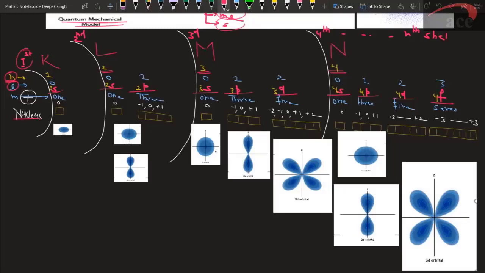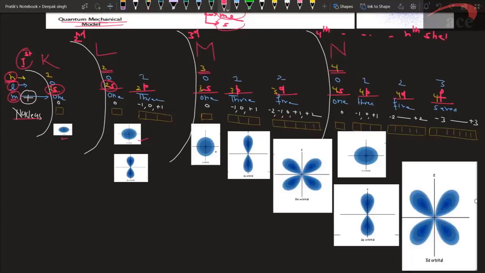Further, this subshell is divided into orbitals, and the information of the orbital is given by ml, that is the magnetic quantum number. So the s subshell consists of one orbital, which is one box, and it has a spherical shape. But if you compare, this is 1s and this is 2s, so the 2s spherical electron cloud is bigger than 1s.